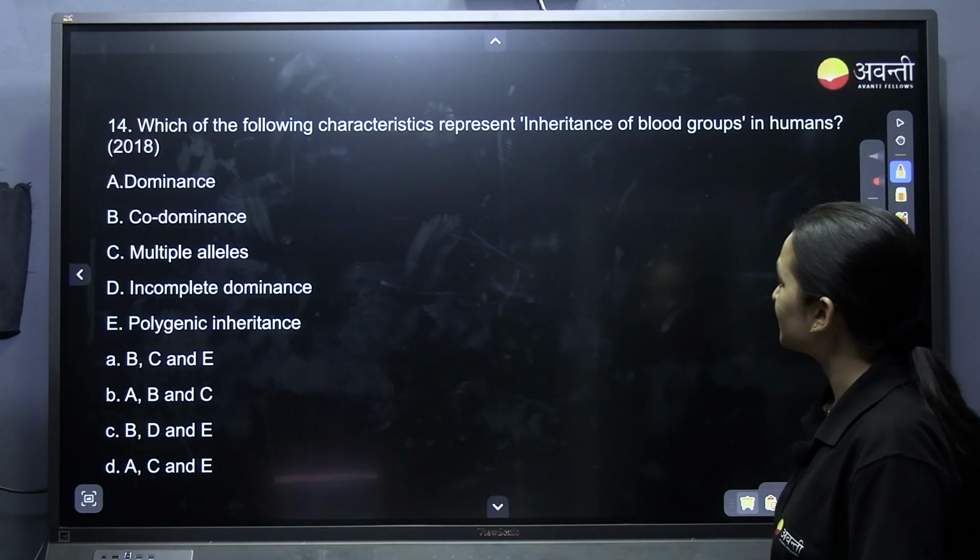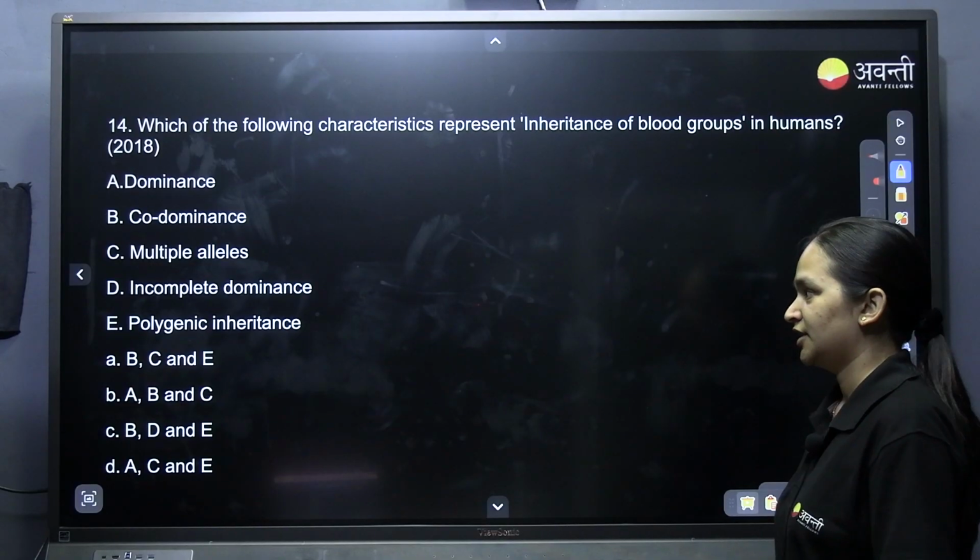Which of the following characteristics represent inheritance of blood groups? Tell me.